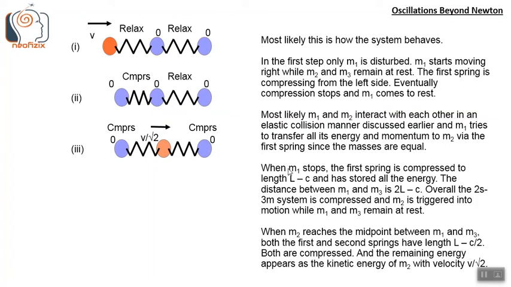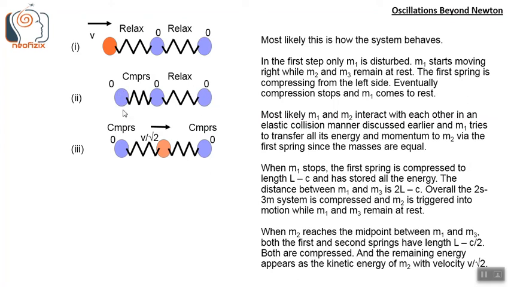But when M1 stops, the first spring is compressed to length L minus C and has stored all the energy. The distance between M1 and M3 is 2L minus C at this stage. The first spring is L minus C, the second spring is relaxed, L. So the total length between M1 and M3 is 2L minus C. So overall, this two spring three mass system is compressed. And at this stage, M2 is triggered into motion in the second step. M2 is triggered into motion while M1 and M3 remain at rest.